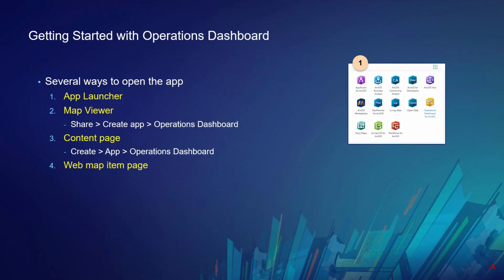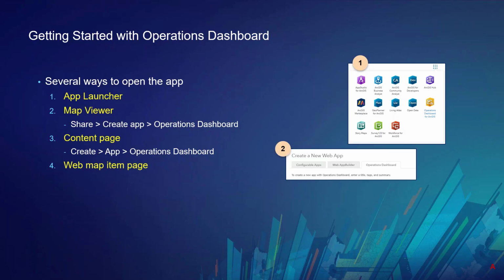So how do I get started? Well, first I sign into my ArcGIS Online organization or Portal for ArcGIS. And there are 4 different ways to access Operations Dashboard. The first is to use the app launcher, and you saw that demonstrated earlier by my colleagues. The second is you can actually view a web map inside the map viewer, and then you can hit the share button and create a brand new dashboard application.